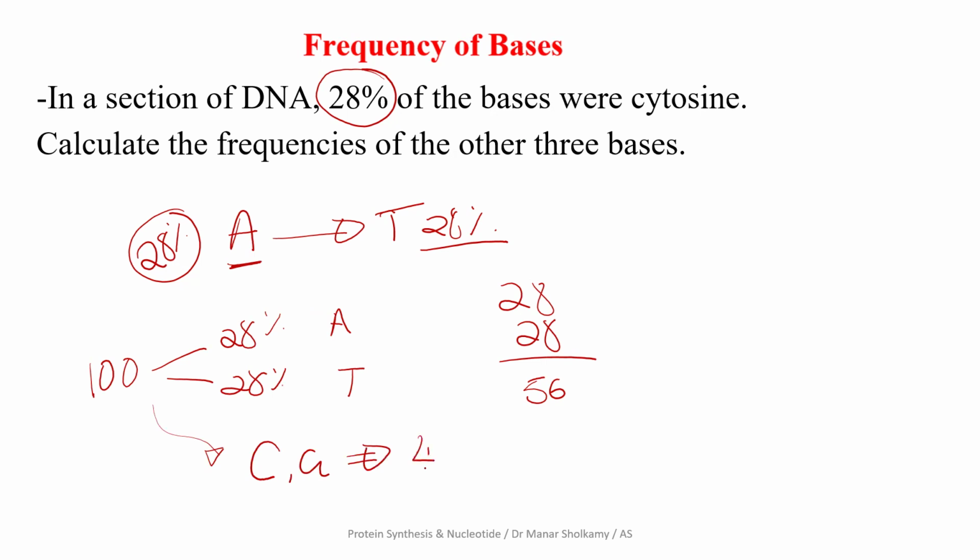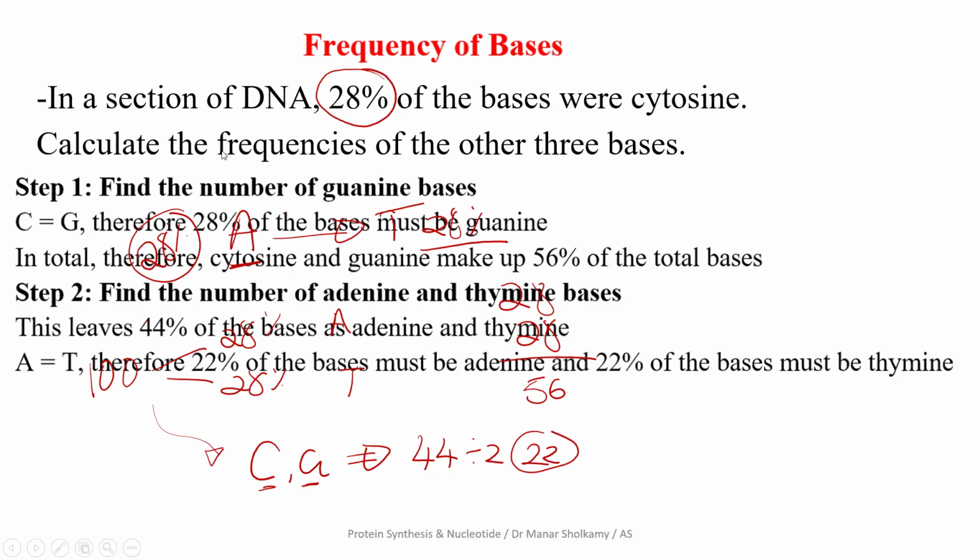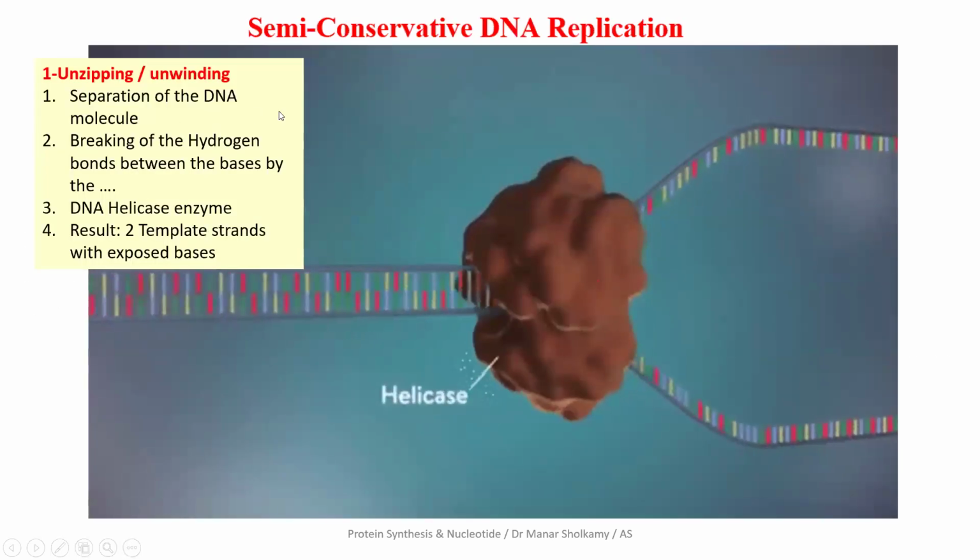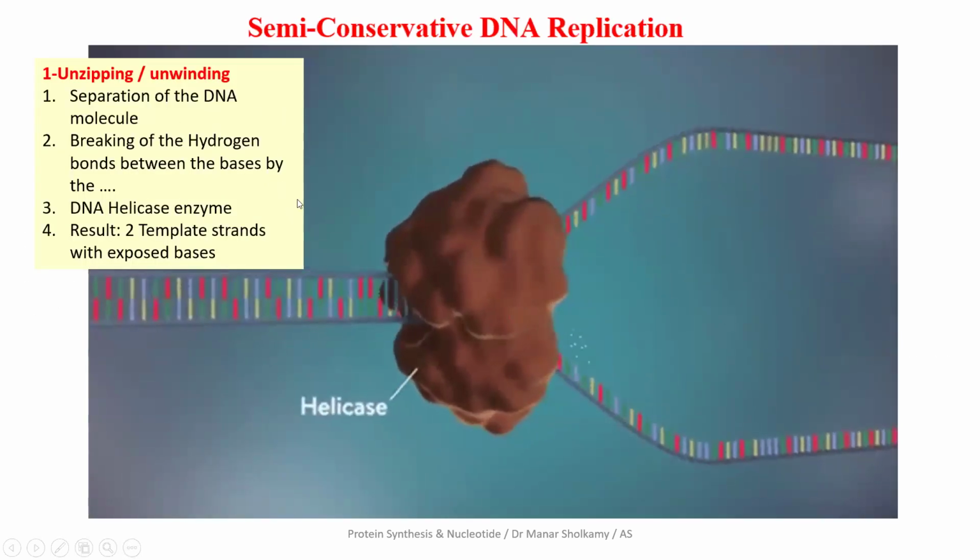44%. 44. So divide that by 2. Each one will be how much? 22. Yes, you are correct. They get you questions over the frequency of bases, and this is supplement. I mean, this is, yes, O level.